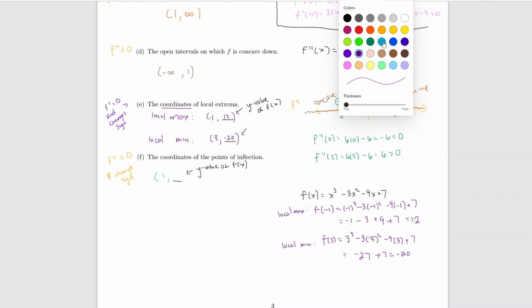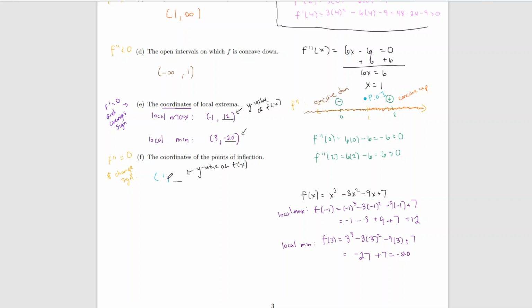And then finally, the y coordinate of the point of inflection, we have to plug in x equals 1. So f of 1, I'll label this as point of inflection, y value. f of 1 equals 1 cubed minus 3 times 1 squared minus 9 times 1 plus 7. So this is 1 minus 3 minus 9 plus 7. And what does that give us? Negative 2, negative 11, negative 4. The y value is negative 4. And the coordinates, we only have one point of inflection here, and it's 1 comma negative 4.